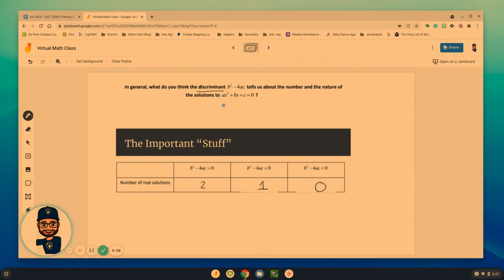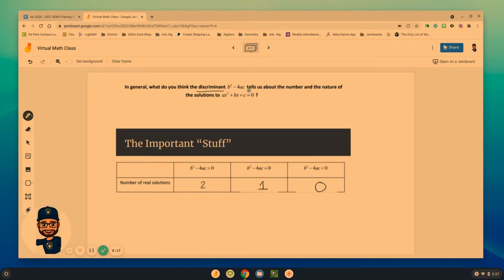Discriminant. That b squared minus 4ac part, that's the part underneath the square root. It's called a discriminant, and it tells us the number and nature of the solutions. It tells us how many we might have.